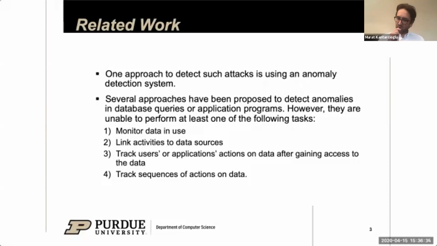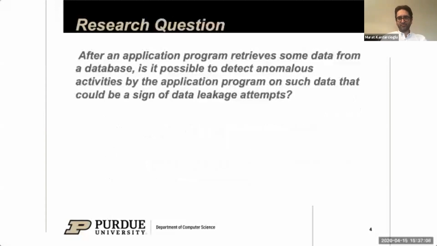Many approaches have been proposed to detect anomalies in database queries or application programs. However, they suffer from at least one of the following limitations: inability to monitor data in use, inability to link activities to data sources, inability to track users' or applications' actions on data after gaining access to the data, or inability to track sequences of actions on data. In this project, we address the following problem. What happens after an application program retrieves some data from the database? Is it possible to detect abnormal activities that could be a sign of a data leakage attempt?